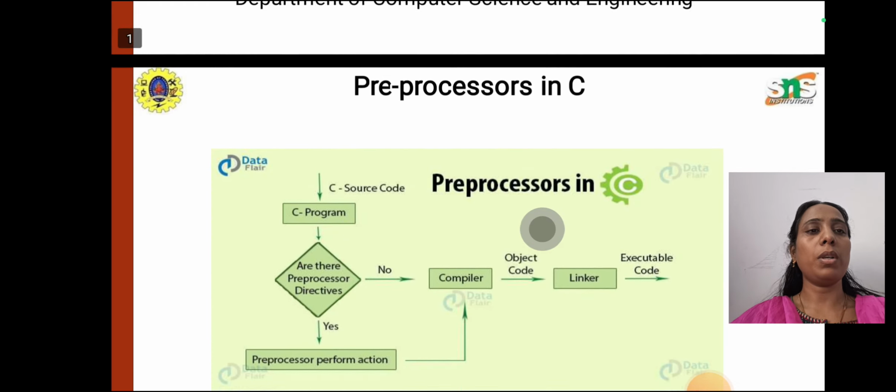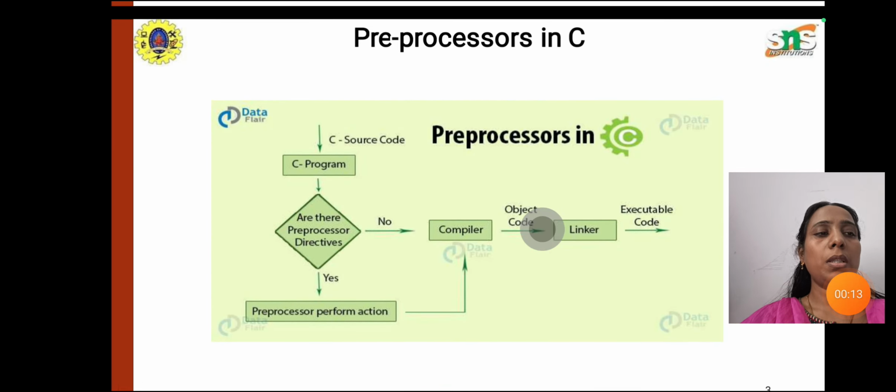First of all, we have to understand what a preprocessor is, and it can be easily identified using this diagram. We can see here that source code is entered into the C program, then the preprocessor directive. If it is yes, it will go to the preprocessor to perform the action. If it is no, it will go to the compiler, which will compile the source program and convert it into object code and send it to the linker. The linker will give the executable code. So this is the preprocessor example.